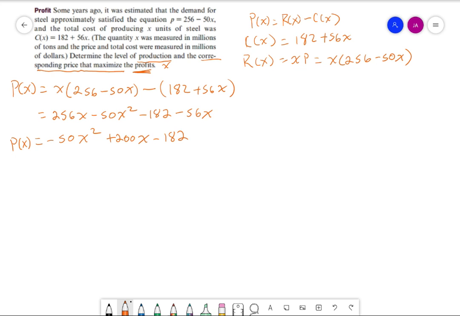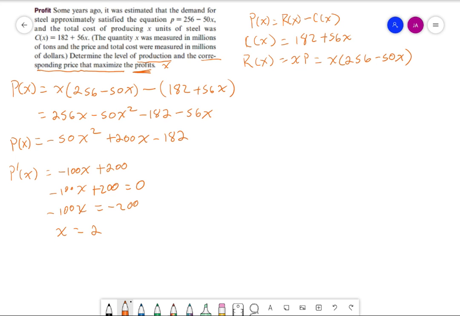Since we're maximizing profits, first derivative test to find our critical values. P prime of x is going to be equal to negative 100x plus 200, and then of course the derivative of the constant is 0. So then we set this equal to 0 for the critical values. Negative 100x plus 200 equal to 0. That's going to give us negative 100x is equal to negative 200. And then divide both sides by negative 100, and we get that x is equal to positive 2.